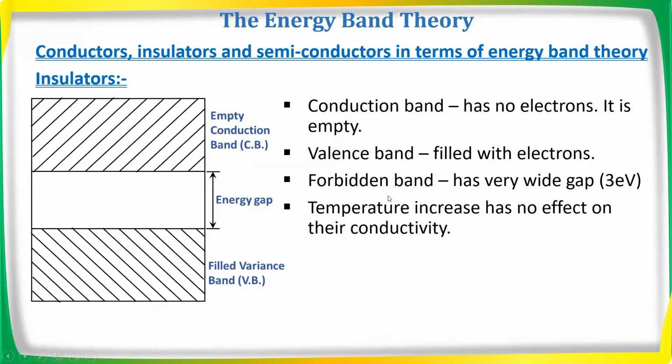Then the forbidden band has an energy gap. Remember, all these are energy levels. So this one being a forbidden gap, it has a gap of about 3 electron volts. Electron volts is a unit of energy. So it has a forbidden gap of energy 3 electron volts.